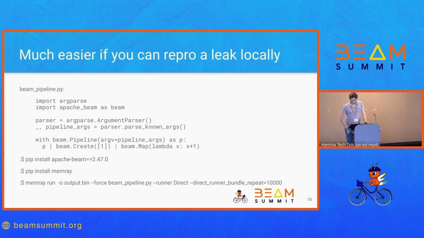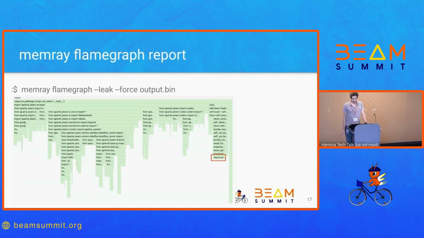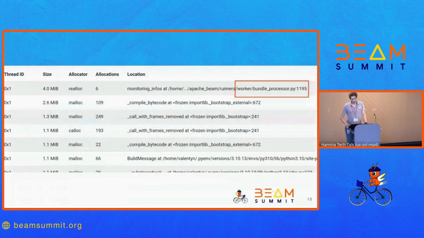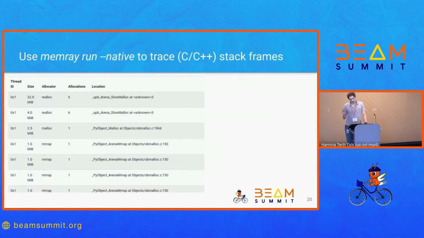And then to give a taste of what the profiles look like: there are several different reports that you can create with memory. There is the flame graph report and the table report. It was much easier to see the leak on the table report. It basically pinpointed the location in the Beam code where the memory was allocated. And there is another mode in memory where you can also trace allocation in the native code. And as it turned out, the leak was caused in one of our dependent packages and was identified and fixed.